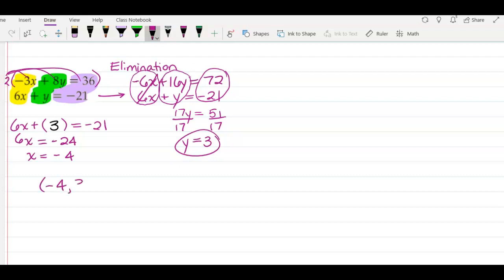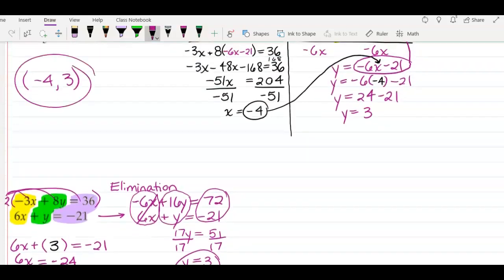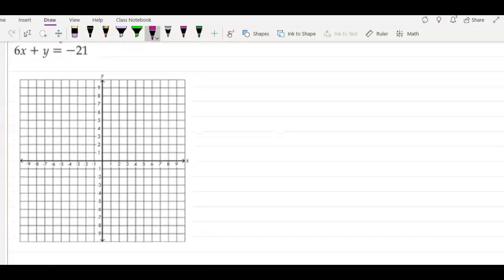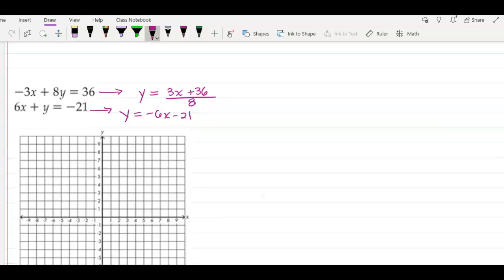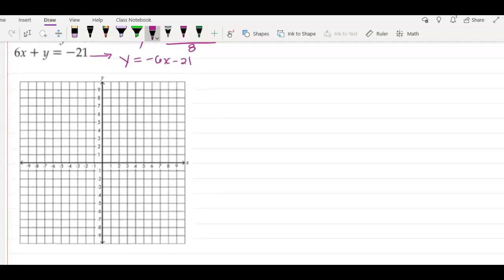We get the same answer using the elimination method as we did when we used the substitution method. We're not going to take the time to graph it because, again, I think you understand that all we'd have to do is to get y by itself by adding 3x to both sides and dividing by 8. And then we do the same with the second equation. We'd graph them both and find where they intersect. They would intersect at negative 4, 3, both of these lines.